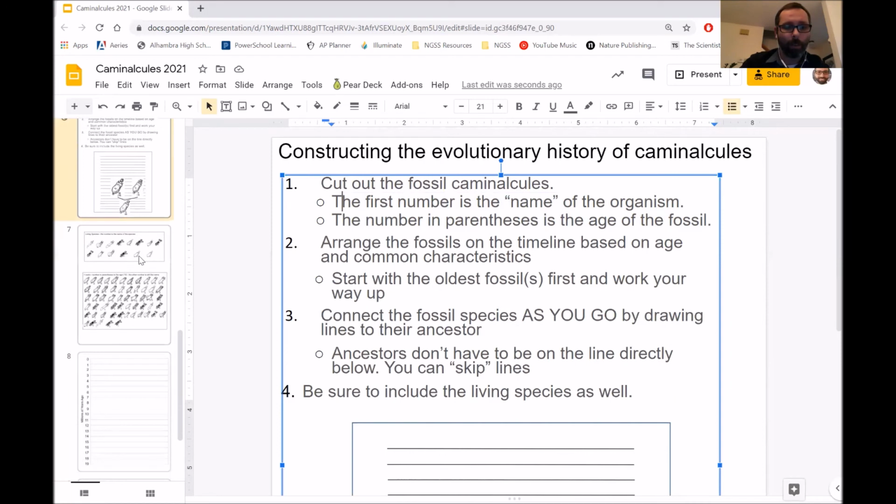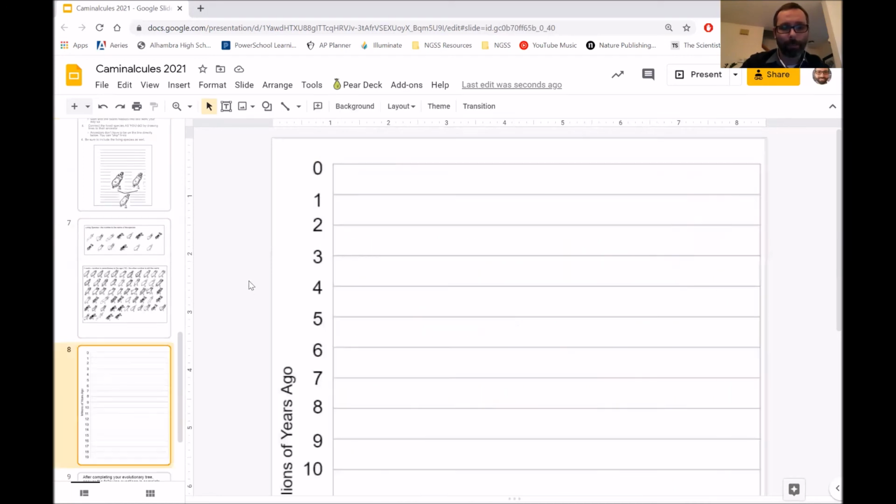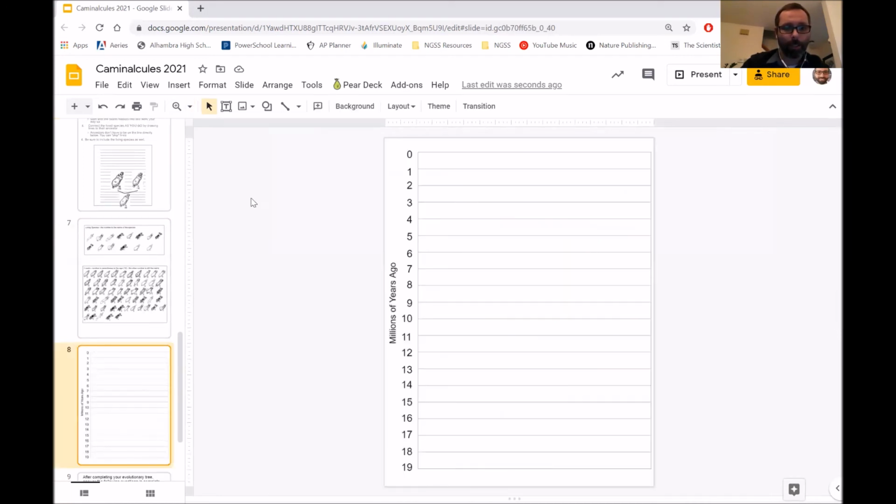And so what you're going to do is take this big sheet, and here's where I want to show you, right? We would be doing this on a big poster paper if we were in the classroom. This is like a timeline. Millions of years ago, so 0 millions of years ago is the present, and then all the way back to 19 million years ago, right? This is the grid that you're going to put the fossils on.